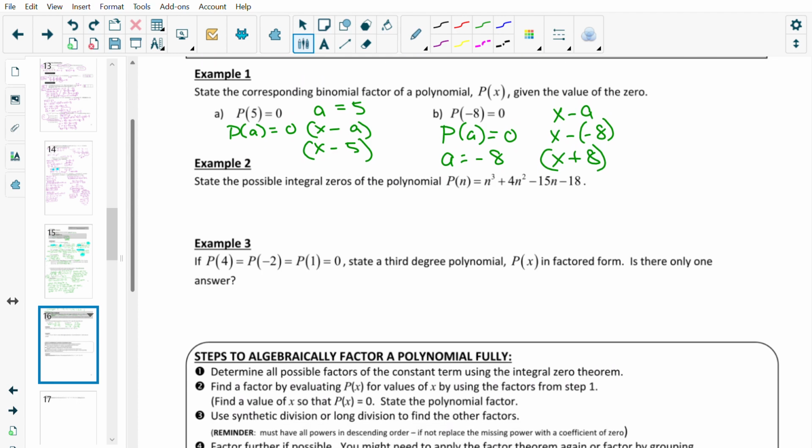Okay, example 2. State the possible integral zeros of the polynomial p of n equals n cubed plus 4n squared minus 15n minus 18.